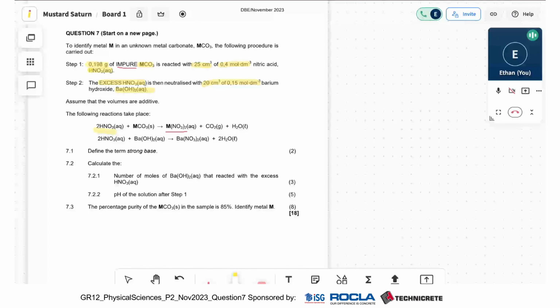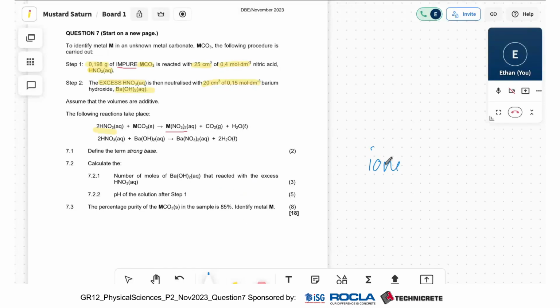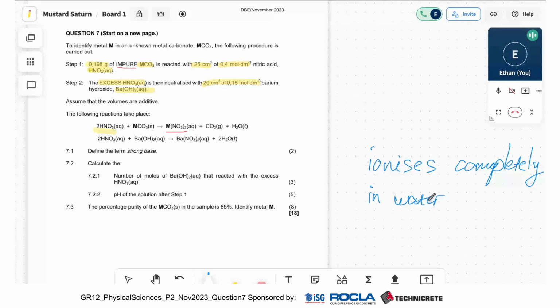So the first question is simply define a strong base. There are a couple of ways to phrase this, but however you choose to phrase it, you need to basically say ionizes or dissociates, ionizes completely. So the key word is completely. And then, in water. So whether you choose to say dissociates or ionizes, the key words here are completely and in water.